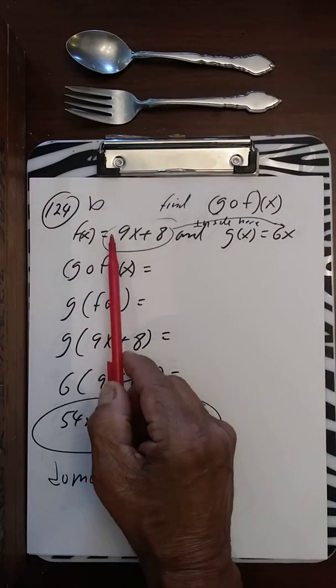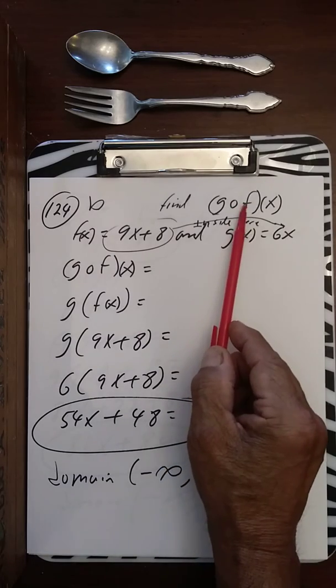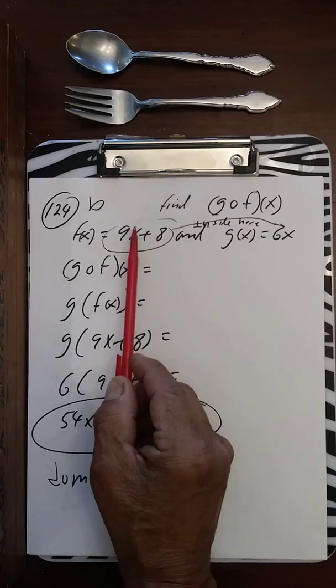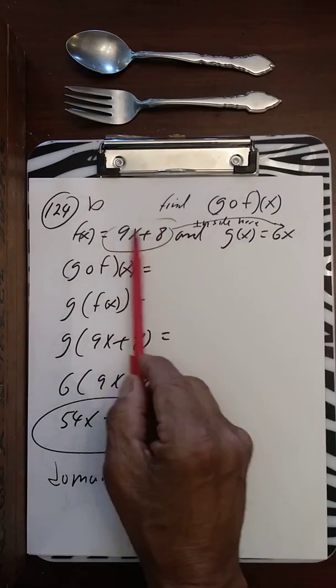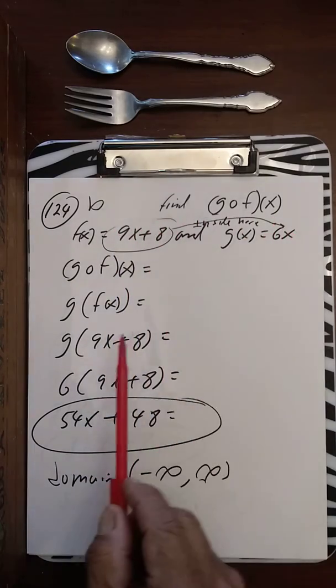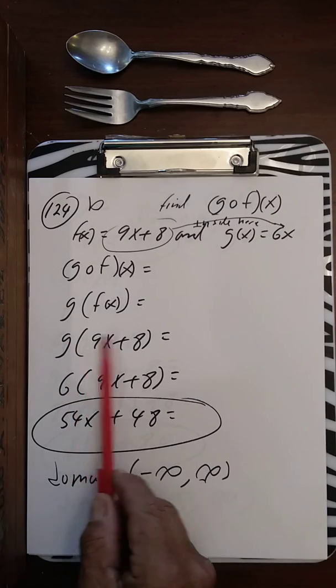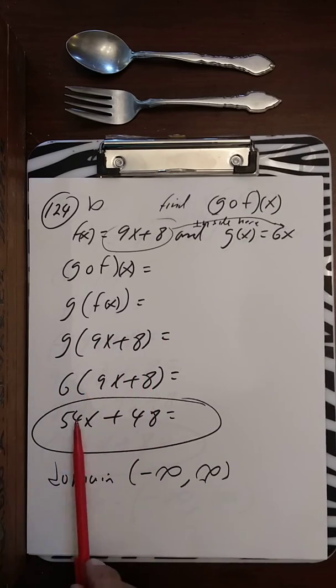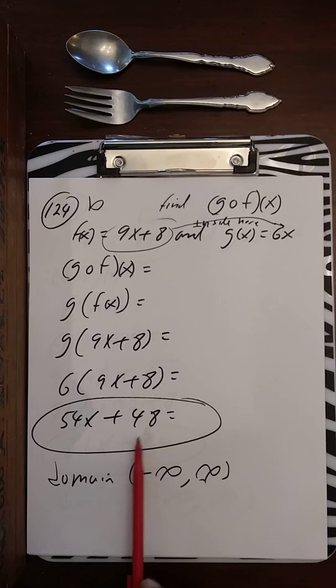Next one, f of x, g of x, same thing. G circle f of x, composite different. G of f of x means this time, this one goes over here. All this goes right there. So, g of this, 9x plus 8, is 6 times this. 6 times 9 is 54x, 6 times 8 is 48. So now domain is negative infinity to infinity.